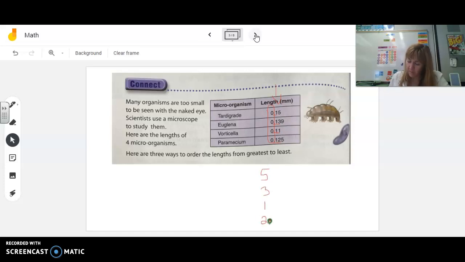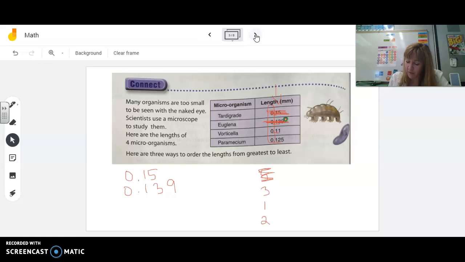Which one is the biggest number? Well, it's the 5. So this one here, the tardigrade, 0.15 is the largest. Okay, now what number is the next largest? It's the one with the 3. So the Euglena, 0.139, that's the next biggest.